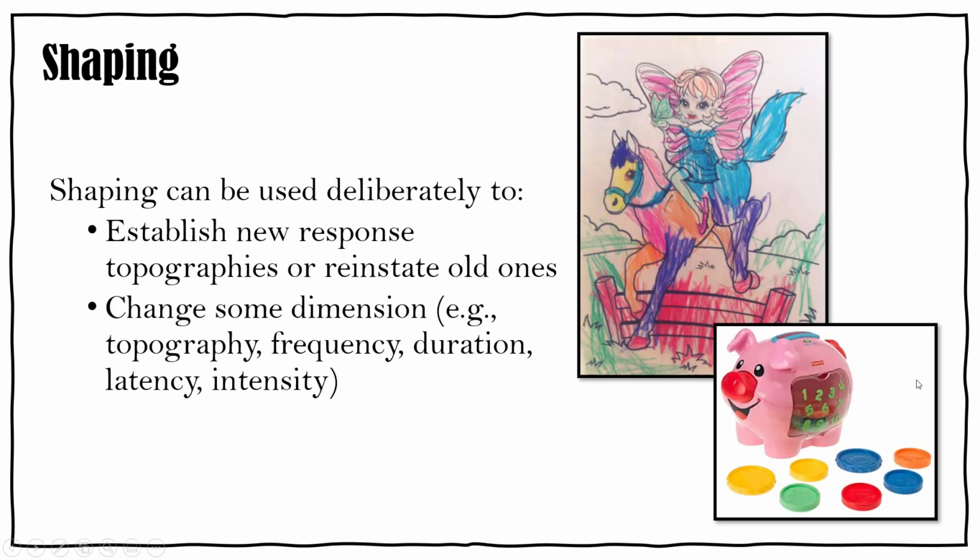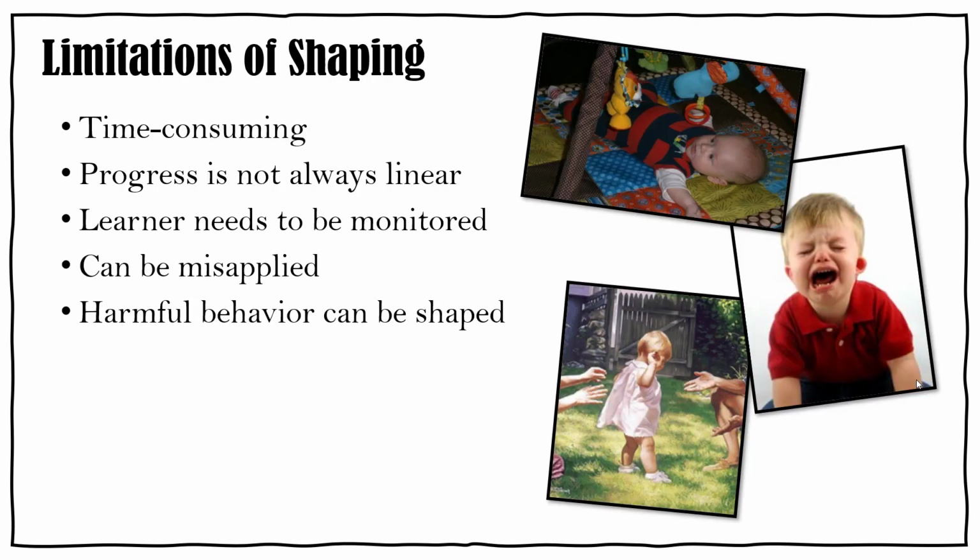So with shaping, it can be used deliberately to establish new responses, reinstate old ones, or change some dimension. Maybe a kid is talking really, really softly and you want to increase that intensity, you can use shaping to do that. Like I said, establishing new responses: if the kid has not engaged in the response before, can't do it, you can shape up the response and things like that. There are some limitations of shaping.